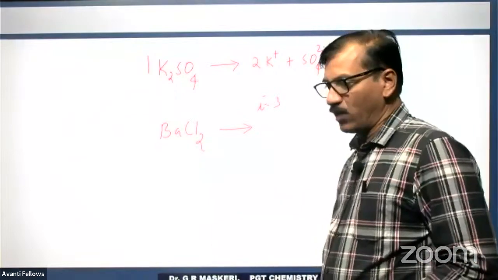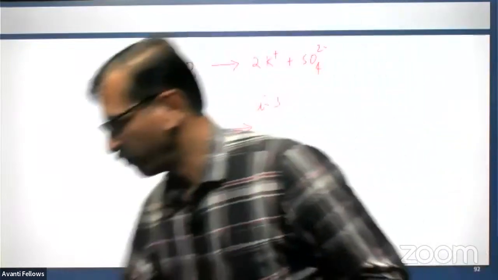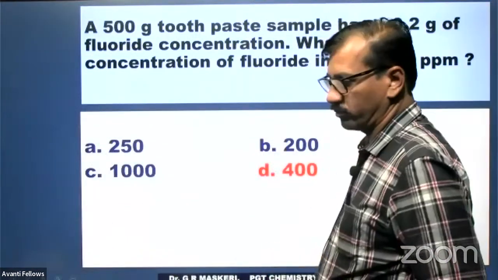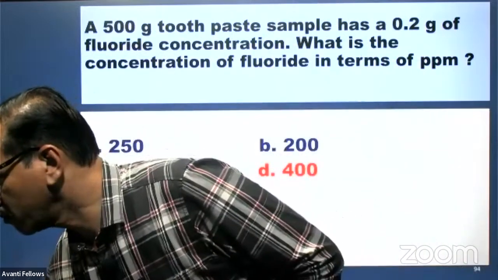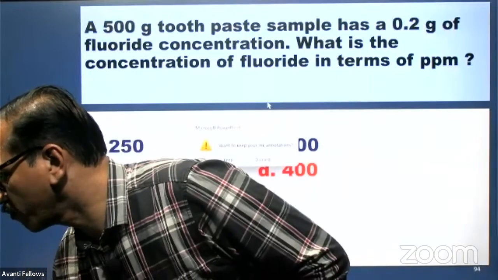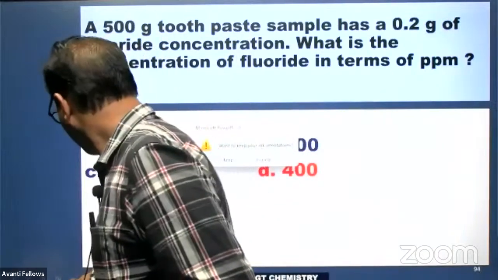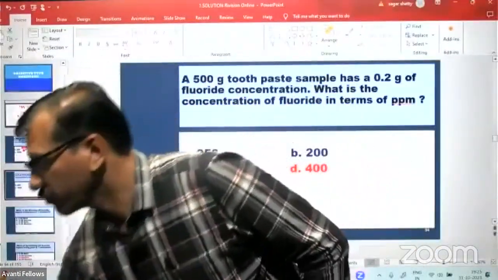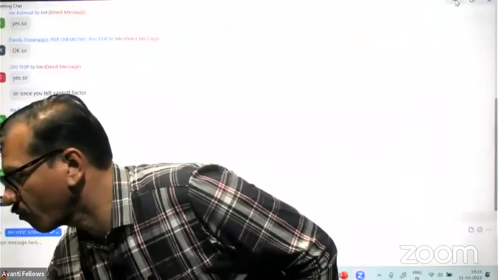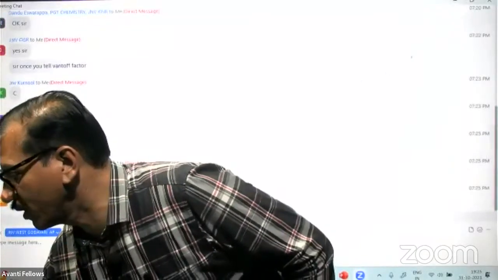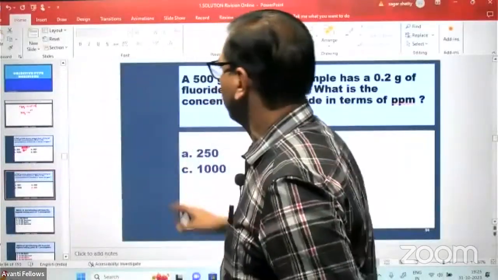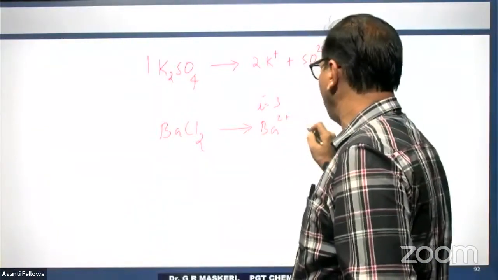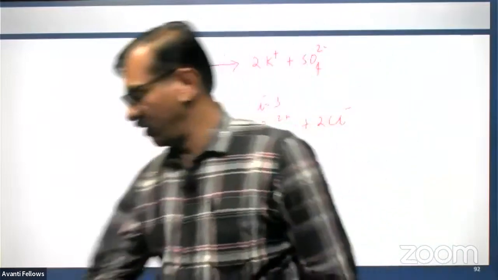For example, if it is BaCl2, can you tell me what is the value of van't Hoff factor? Okay, 3, sir. Right, 3. Many have given the answer as 3. The i value is 3 because of Ba2 plus and 2Cl minus. This is right. This is about complete dissociation.